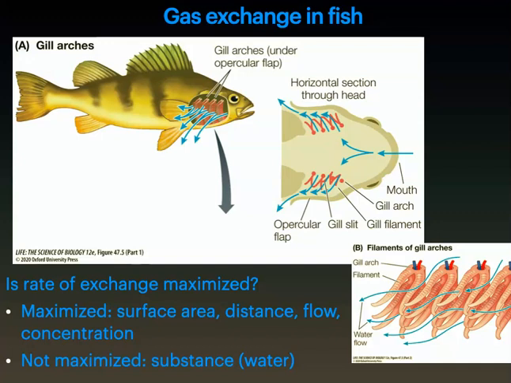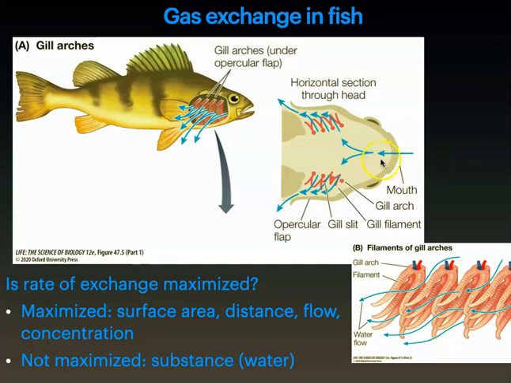Next, we're going to look at gas exchange in different types of organisms and how efficient they are. We'll start with fish. This image shows a fish and the flow of water, which comes into the mouth and then flows out of the organism through the gills. It actually leaves the organism by flowing underneath the opercular flap. This is that flap on fish where you can lift it up and it looks like a slit. Underneath there are the gills.